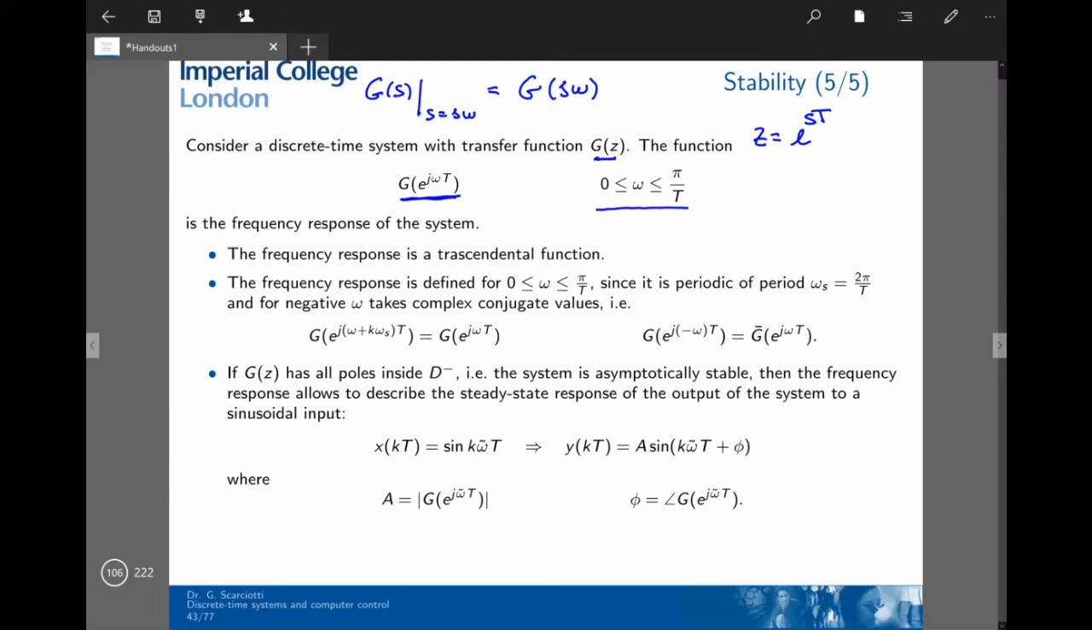But this is a very important aspect: the frequency response for a discrete time system is defined only for these values of frequencies. It doesn't go up to infinity like the frequency response of continuous time systems.